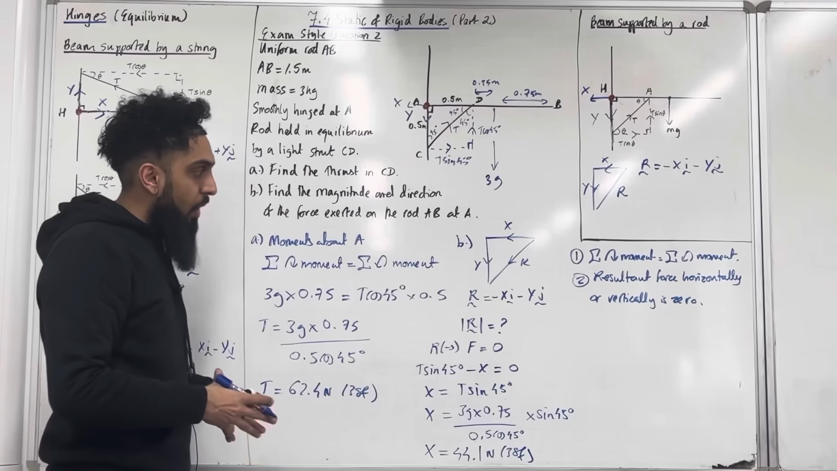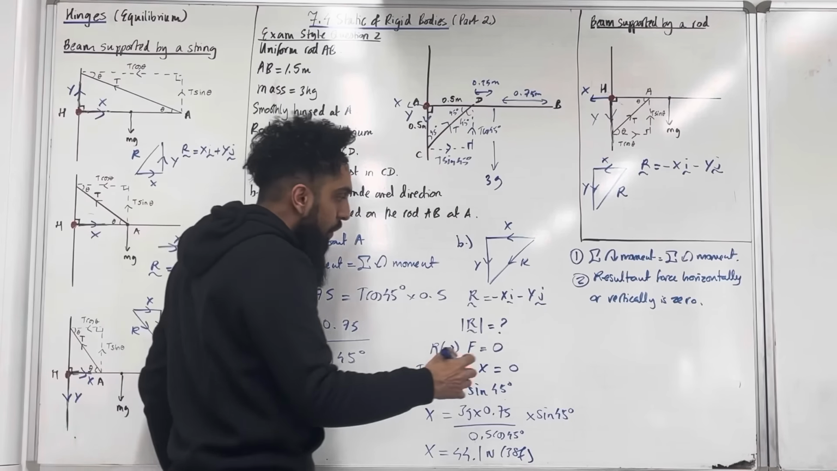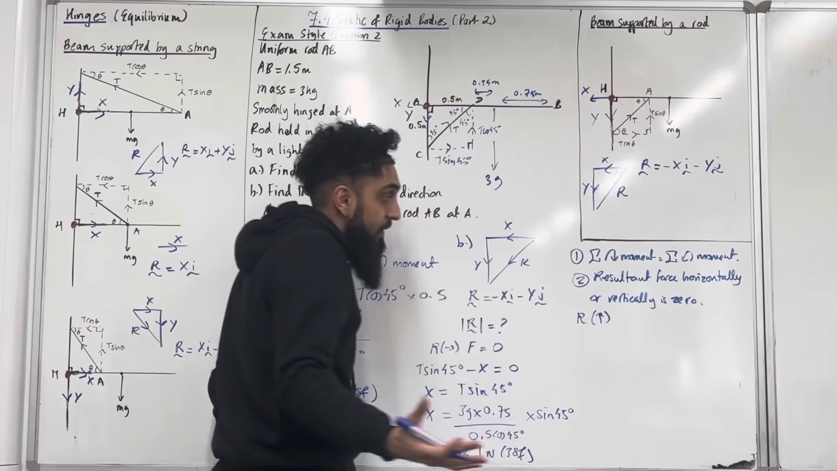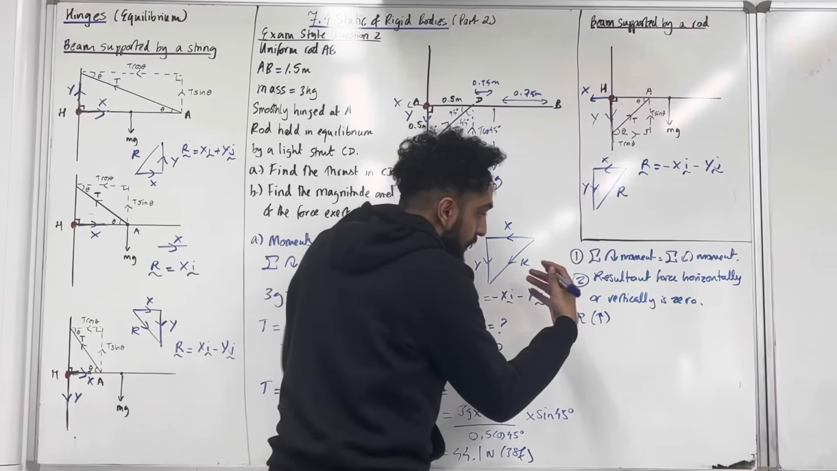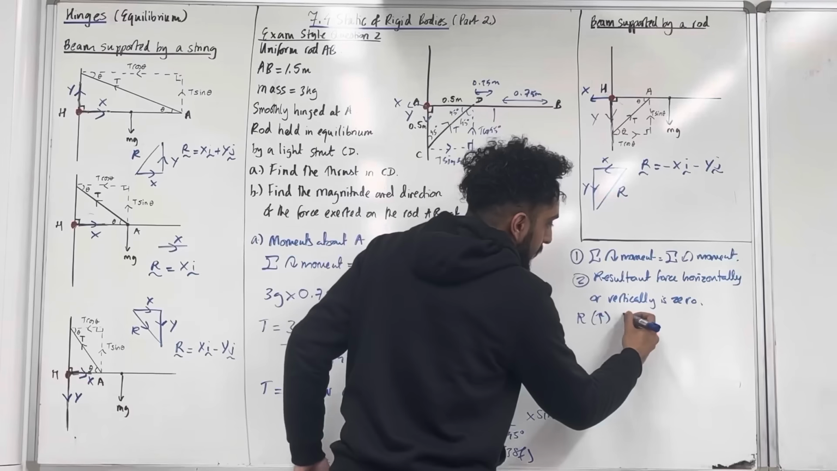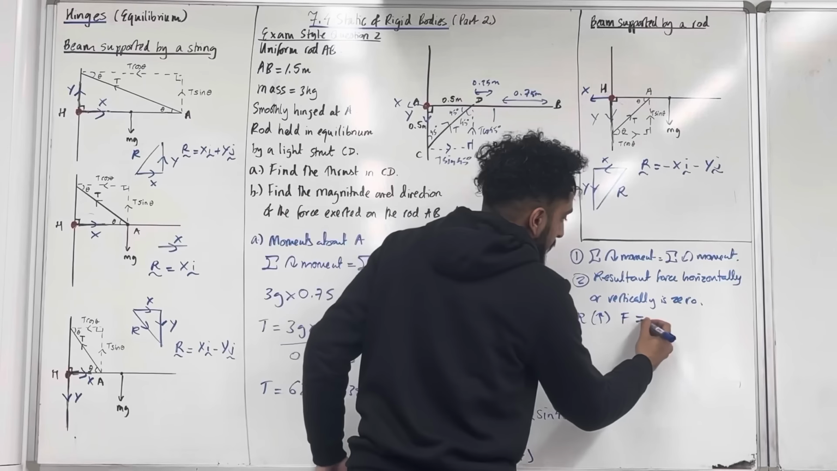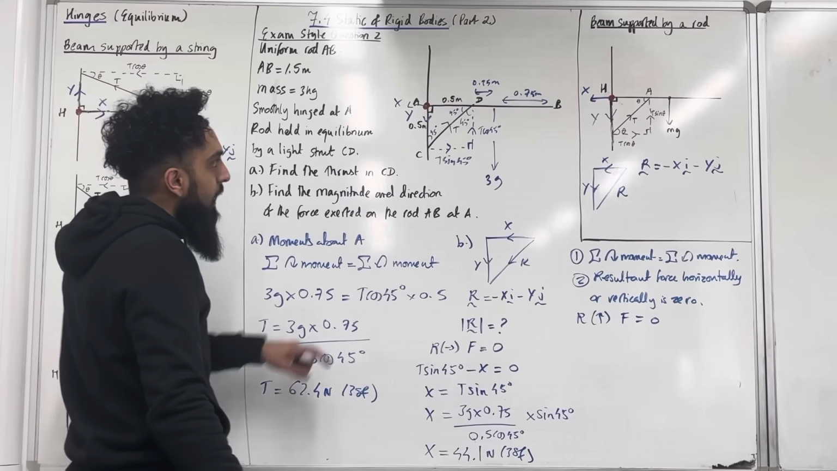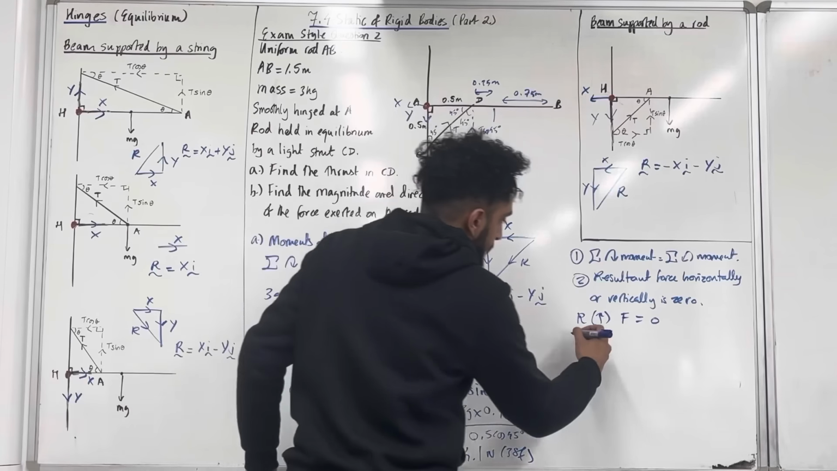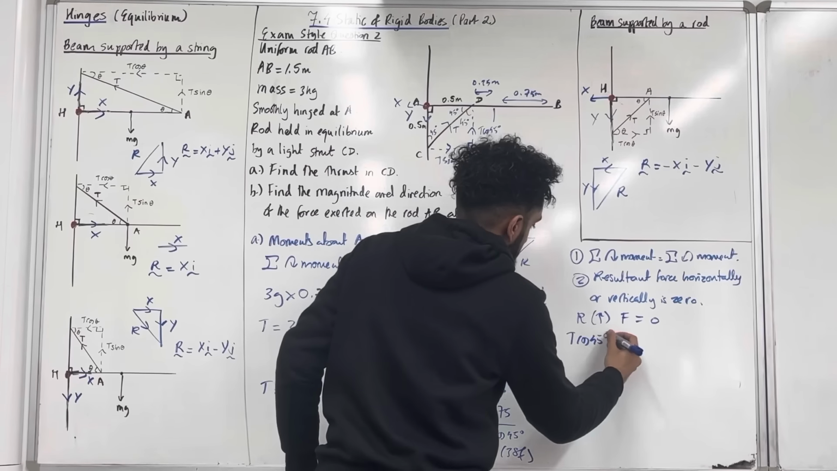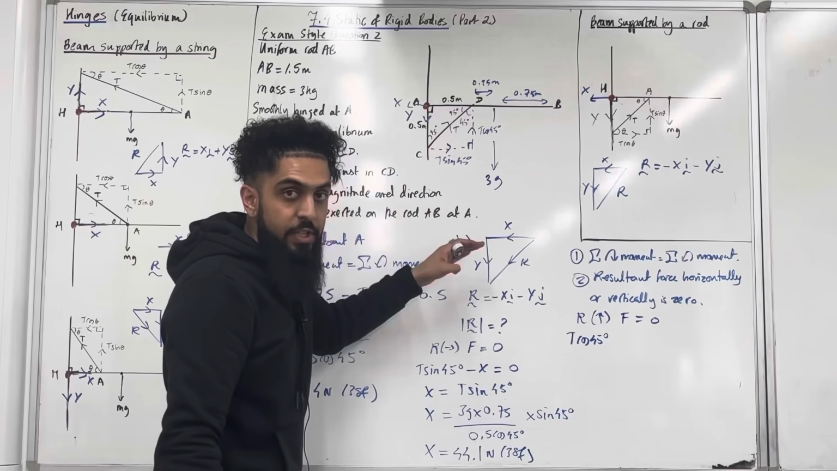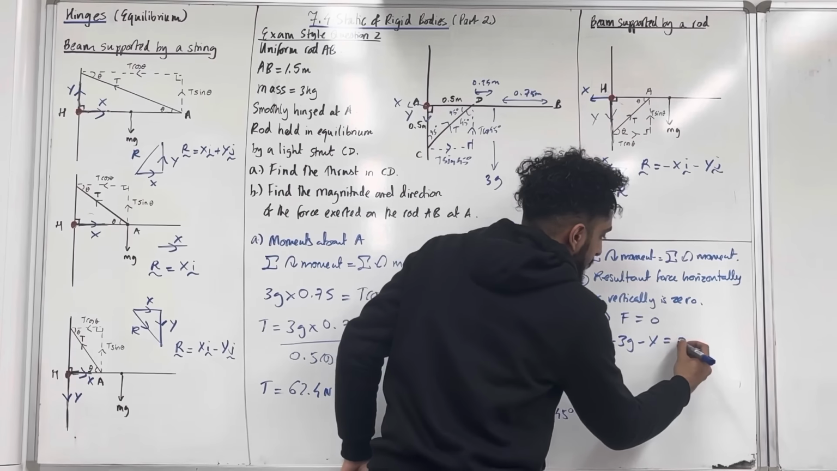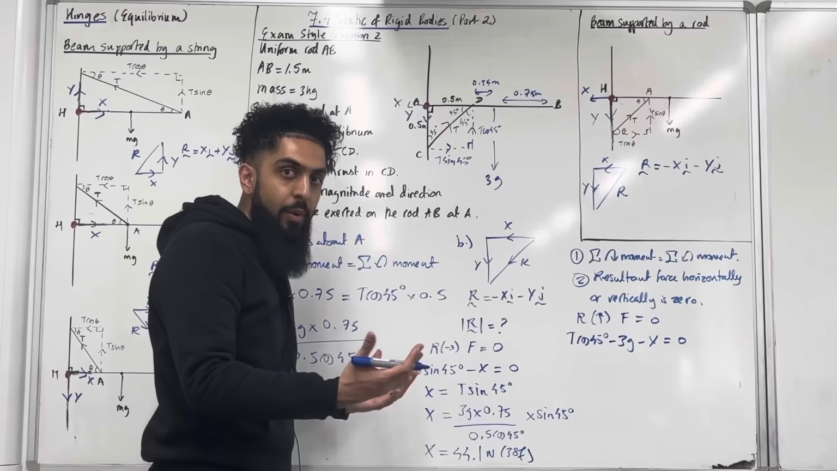Right, so I've got X, now I'm going to work out Y. To find Y, I'm going to resolve vertically, taking upwards to be the positive direction, for example. Now, the resultant force vertically, you can call that F, is equal to 0. So let's form an equation. What is that resultant force F vertically? Well, it will just be T cos 45 minus 3g minus Y equal to 0.